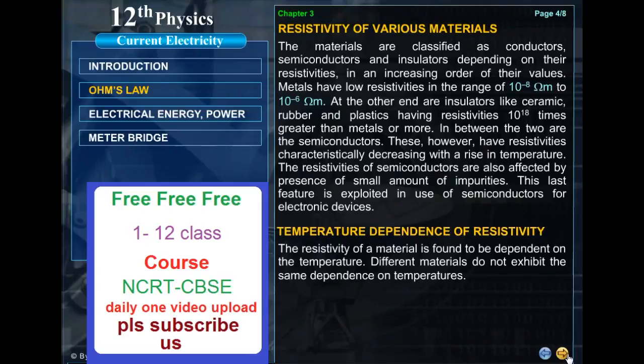These, however, have resistivities characteristically decreasing with a rise in temperature. The resistivities of semiconductors are also affected by presence of small amount of impurities. This last feature is exploited in use of semiconductors for electronic devices.